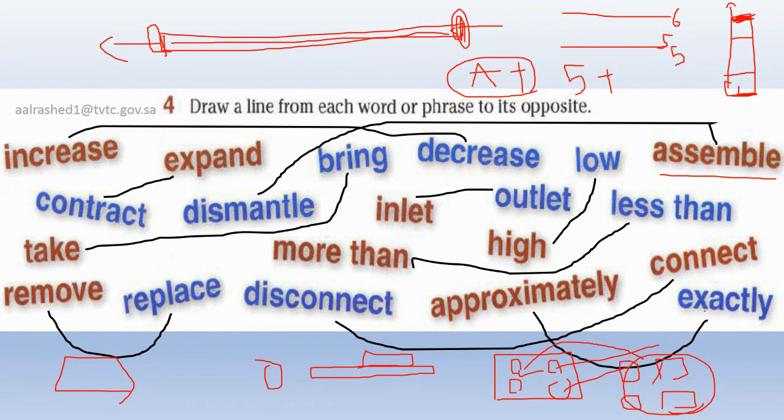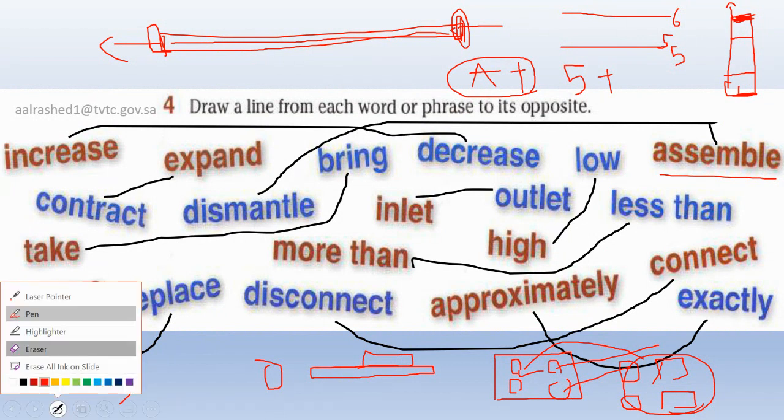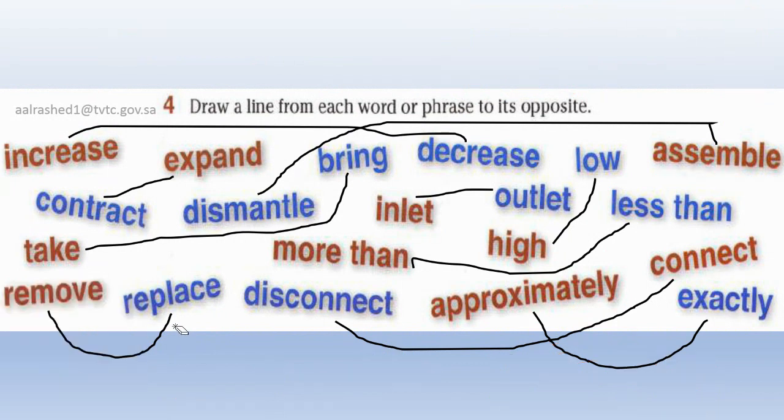Okay, approximately, exactly. We want to use exactly when you understand and know what number. For example, if you want to get A plus, you need to get exactly 95. Exactly, directly. Not higher, not lower. So I'm talking about exactly 95.